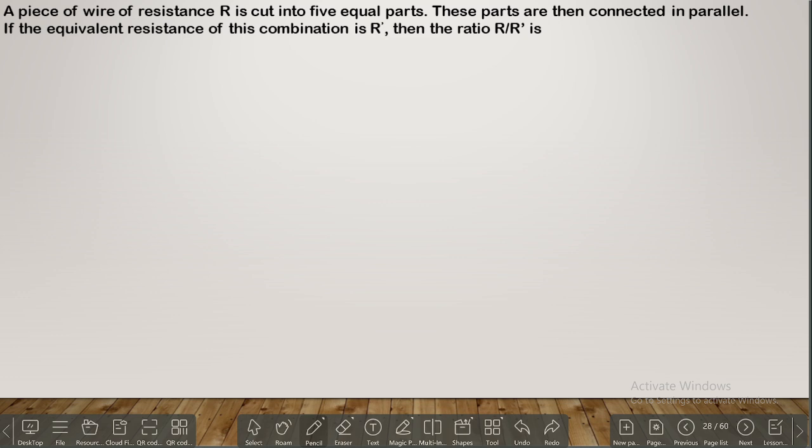Next, a piece of wire of resistance R. Initially a wire is there. Let's name the wire R, and this wire has a resistance of R.